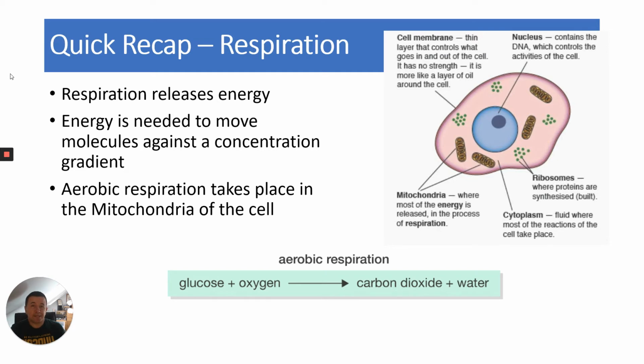Now let's just do a quick recap of respiration. Respiration releases energy, and energy is needed to move molecules against a concentration gradient. Aerobic respiration, to remind you, takes place in the mitochondria of the cell. We can see an animal cell here, and the mitochondria are where most of the energy is released in the process of respiration. And a reminder of the word equation of aerobic respiration that you will also need to learn for biology: glucose is oxidized by oxygen, and it produces carbon dioxide and water, and it releases energy.